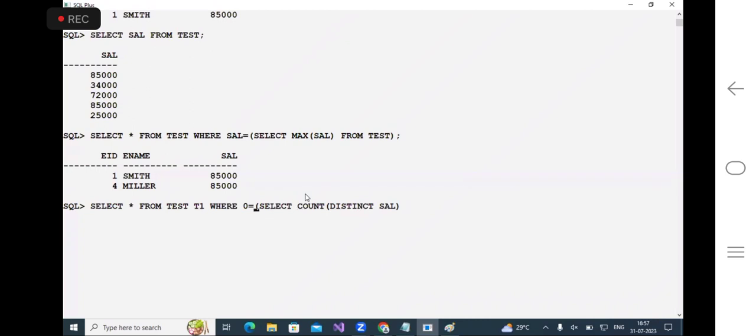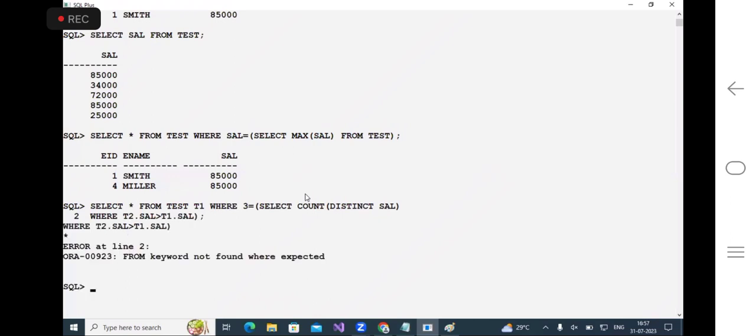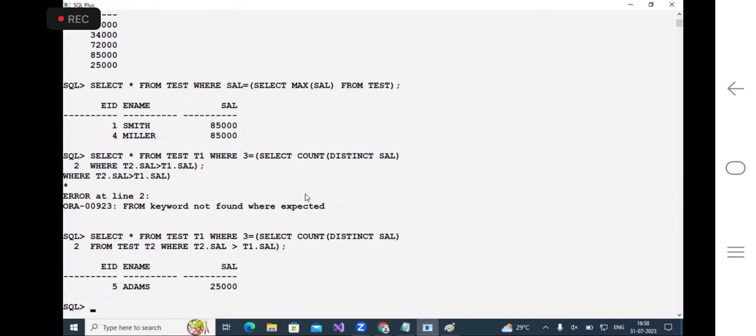So here I just change in place of 0. I'm keeping how much? 3. And now as usual condition where T2 dot salary which is greater than T1 dot salary. So now we can see some keyword missing. Which keyword? From test T2 where T2 dot salary is greater than T1 dot salary. Okay. So now got it?